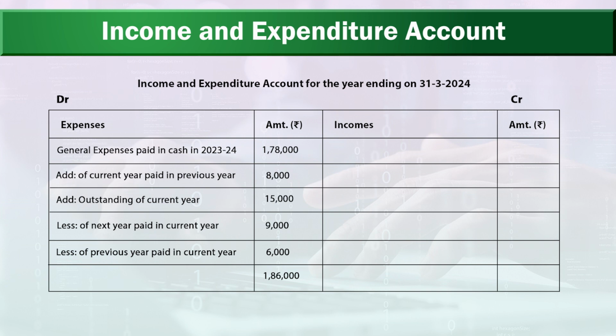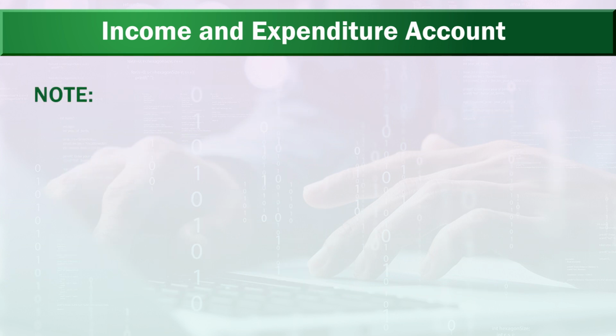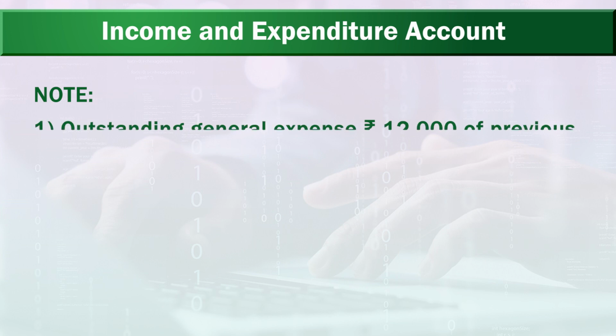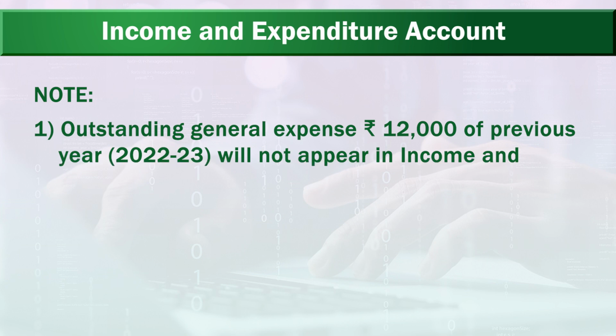Further, we would be deducting the expenses paid in the current year of the next year rupees 9,000. From it, we would be deducting the previous year expenses paid in current year, which amounts to 6,000 rupees. Overall, the total expenses come to 1,86,000.